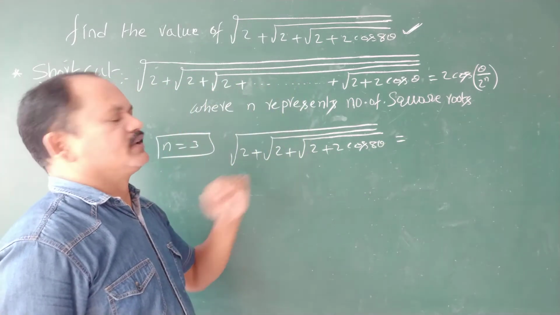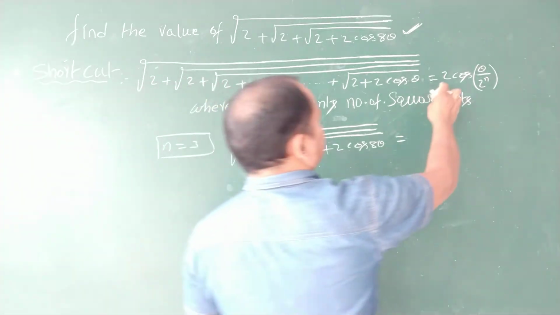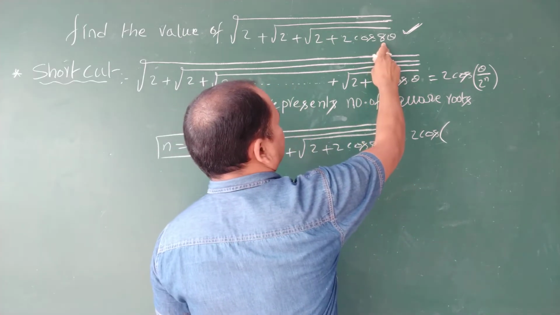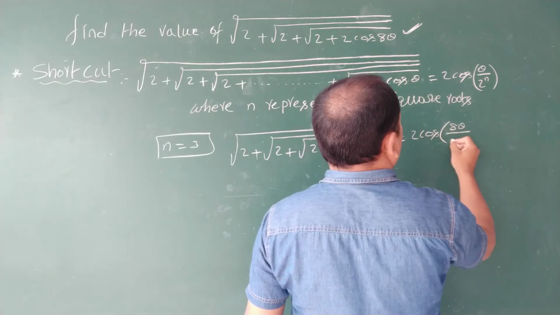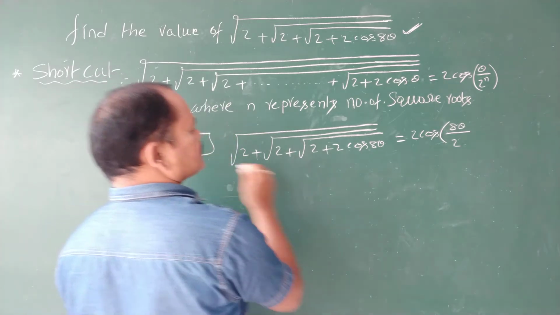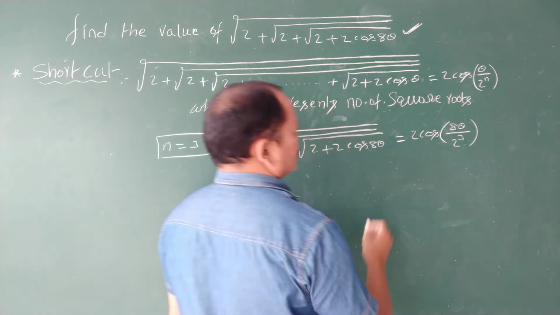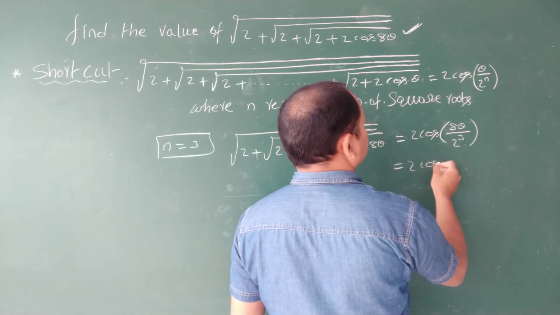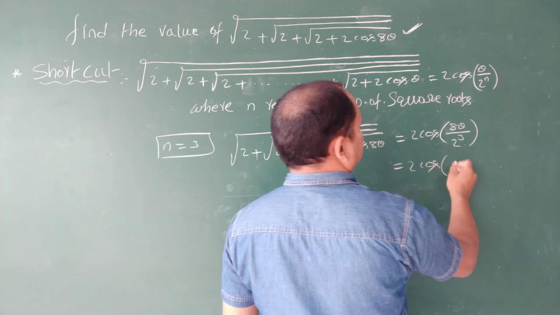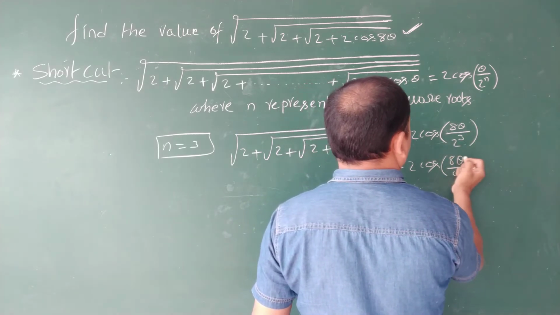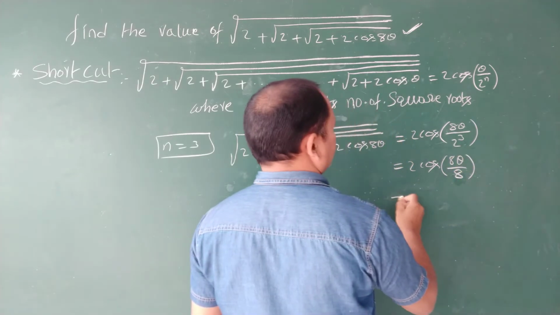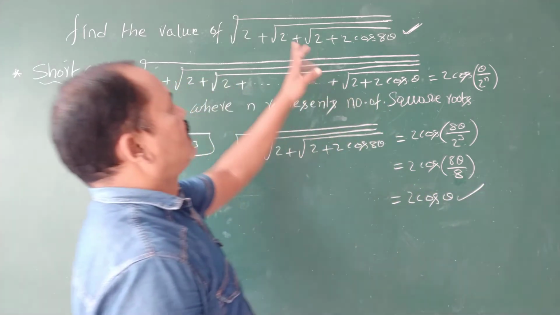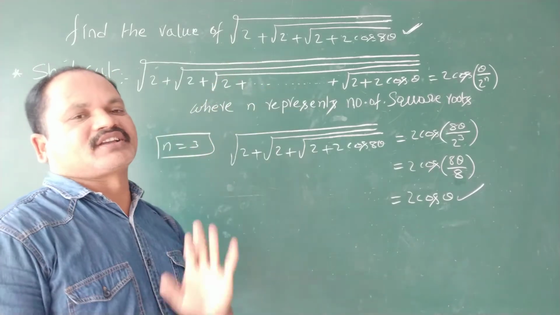1, 2, 3. That's why, according to this formula, 2 cos, in place of theta it is 8 theta by 2 power n, where n is 3. That's why it gives 2 cos, here 2 cube is 8. That's why 8 theta by 8. The 8 gets cancelled. That's why it is 2 cos theta. So that is the answer for this question according to this shortcut.